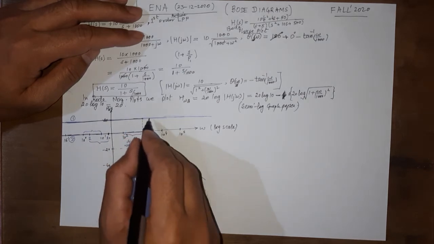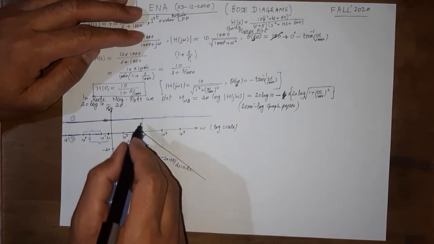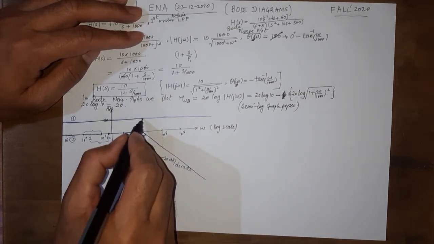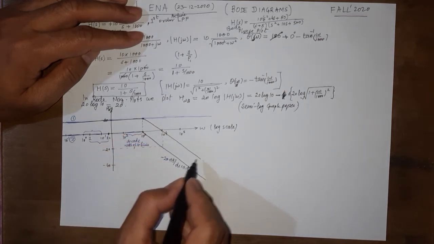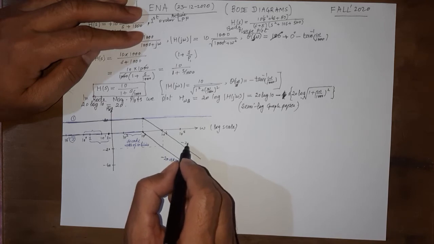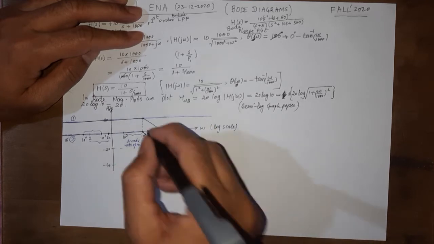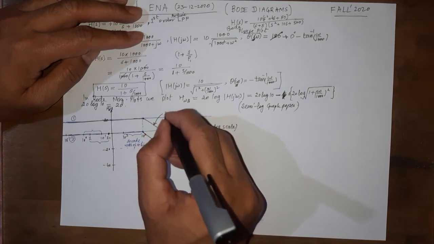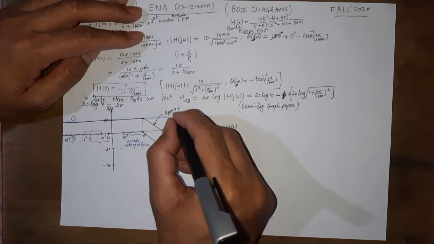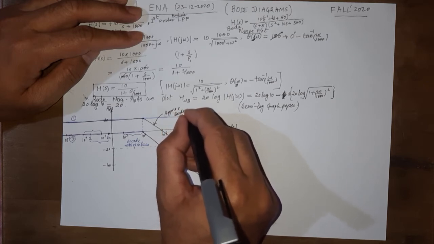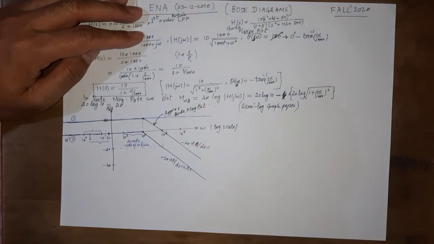And after this point, this remains 20, but this starts going down. So the sum of both of them would be a line that goes down from here, a parallel line to this line with a slope of minus 20 dB per decade. And this graph now is the approximate Bode magnitude plot. That's it. It's so simple.